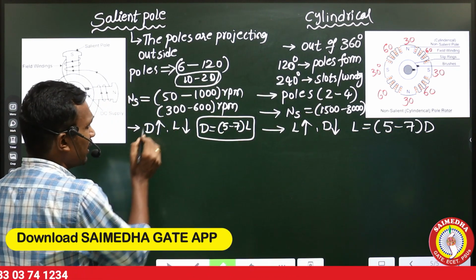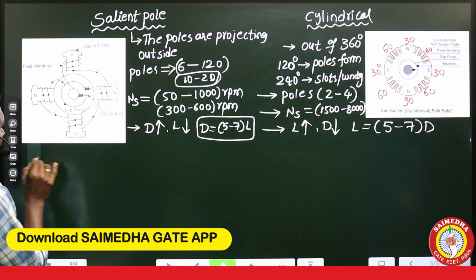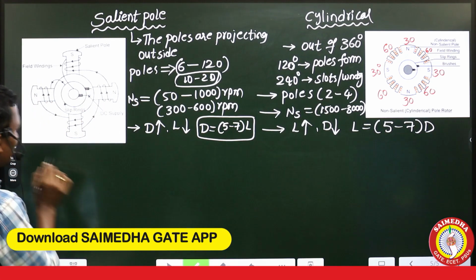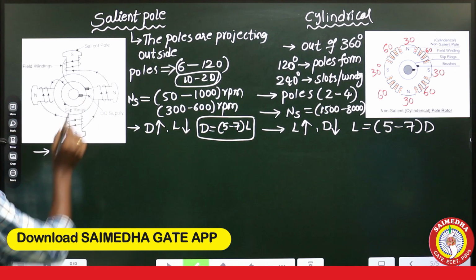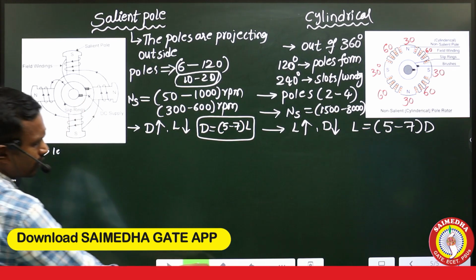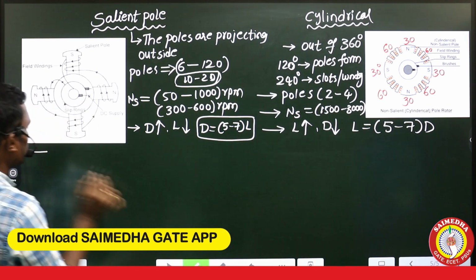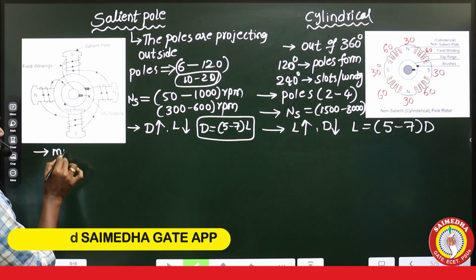So simply, what about the salient pole? What can we conclude? Less or more? Tell me, sir, how many poles? More number of poles.